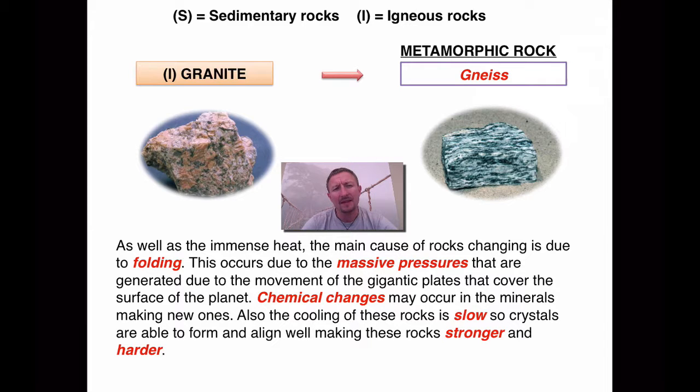But the main thing that you need to understand about metamorphic rock is that you've got huge amounts of heat, huge amounts of pressure from the weight above it, or due to folding, and as a result it produces huge, big crystals because it's slow cooling and it's incredibly hard.